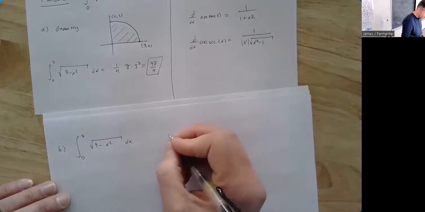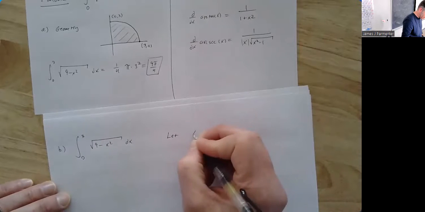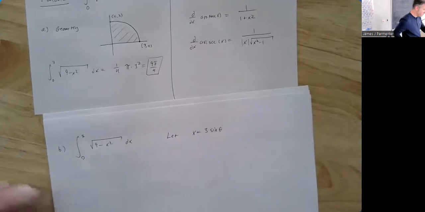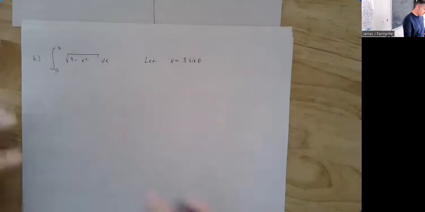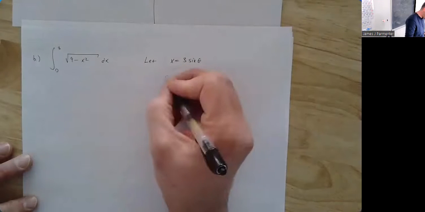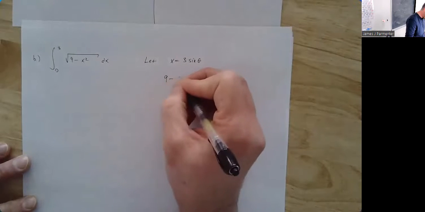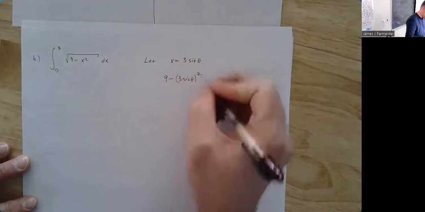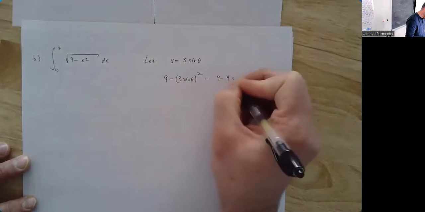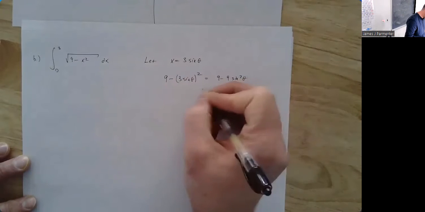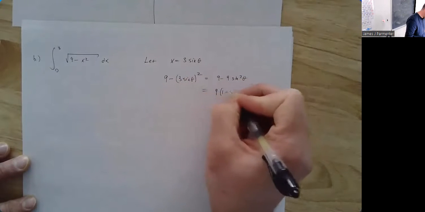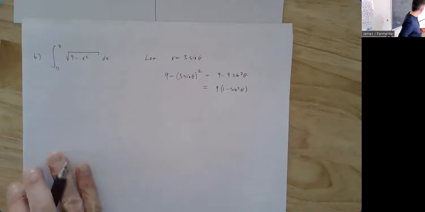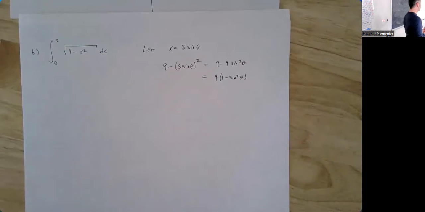Instead of letting x equal just sine theta, we're going to let x equal 3 times sine of theta. The reason for that being that if we plug that in there, we're going to get 9 minus 3 sine theta squared, which will be 9 minus 9 sine squared theta, which will be 9 times 1 minus sine squared theta. So that's the idea: you're always trying to get that trig identity, or one of the trig identities, to show up.